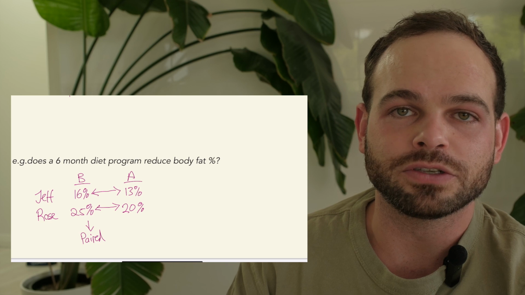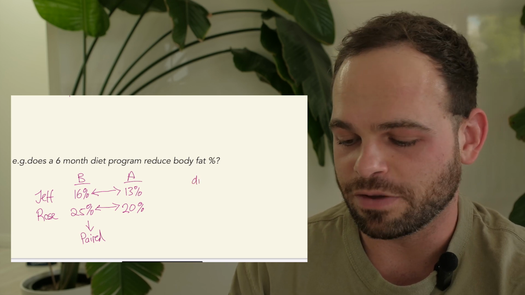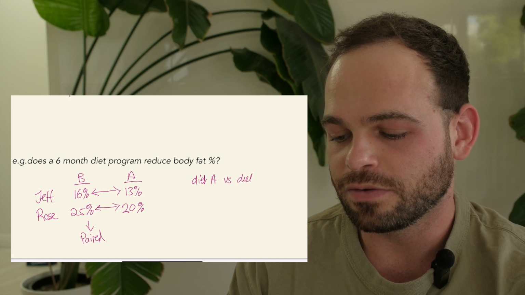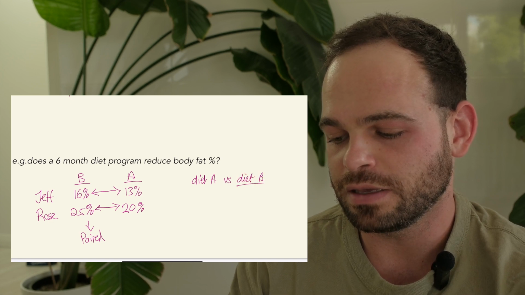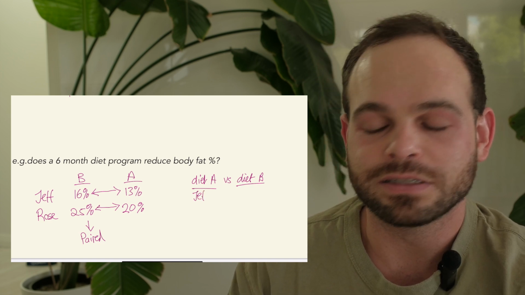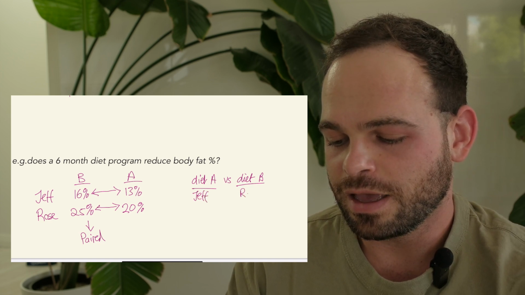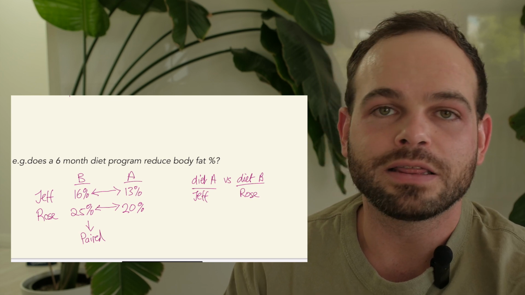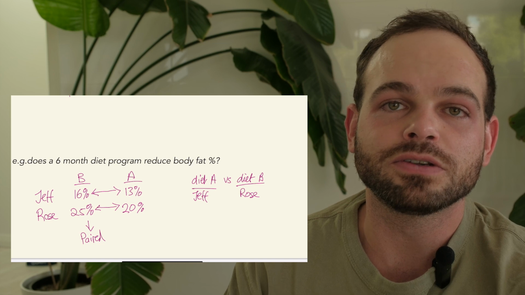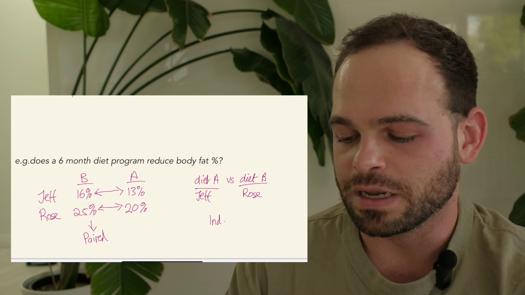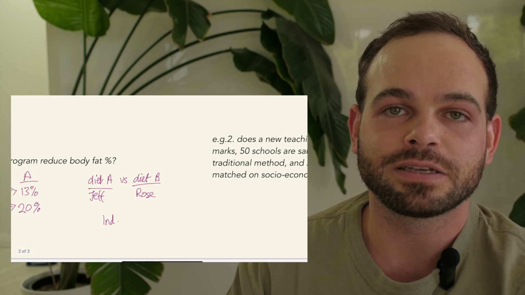That is as opposed to an independent test. So let's say, for instance, we were looking at diet A versus diet B. In this case, maybe Jeff is in diet A and maybe Rose is in diet B. We can't connect those two because they're in separate groups. So because of that, that would be an independent t-test.